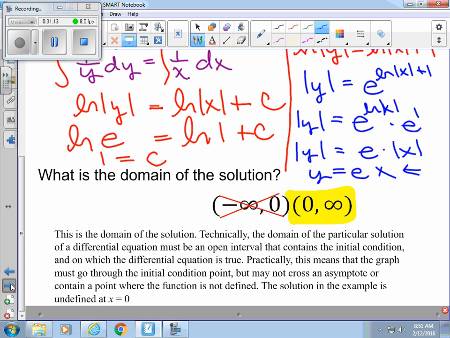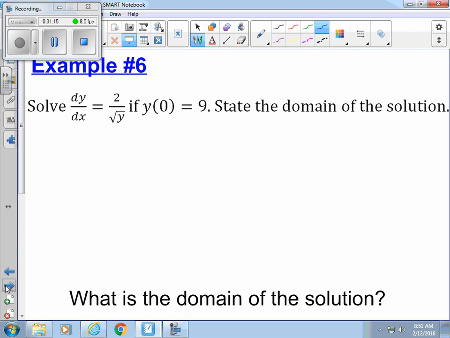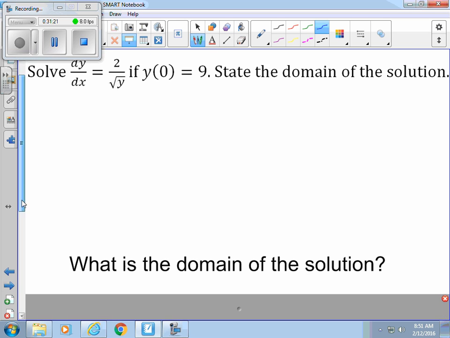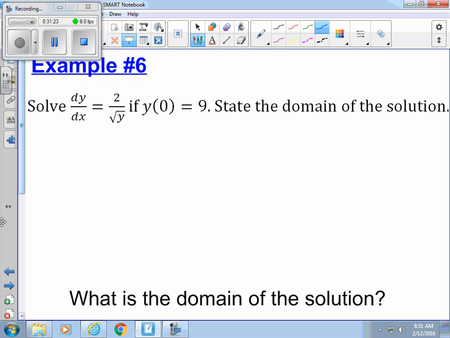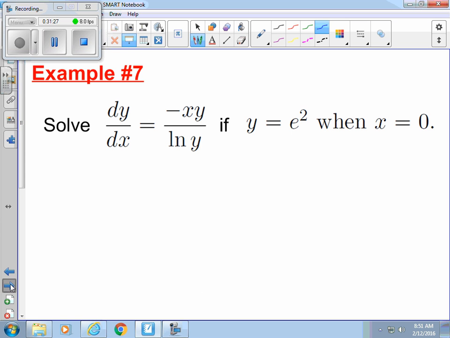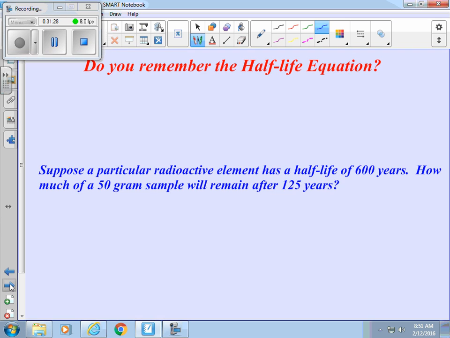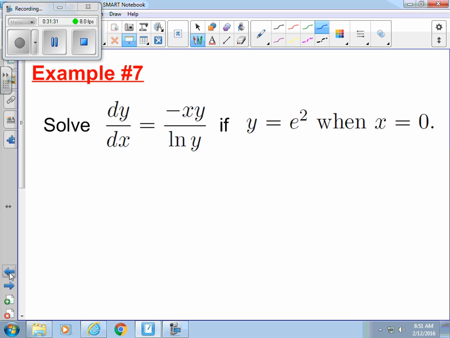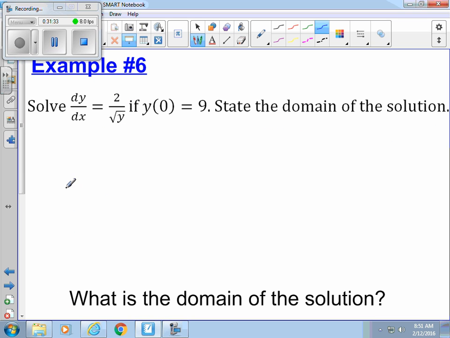Let's do another one. I think we might get one more in. State the domain. That's what I'll do. We have one. Okay, so we only have one more example. Probably one example we're not getting to today.